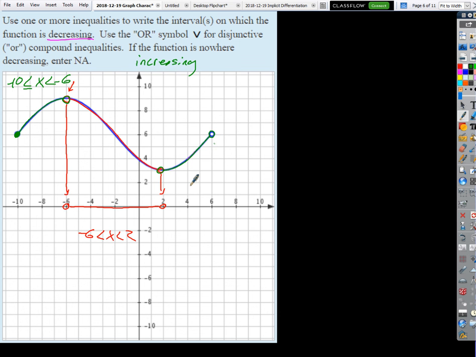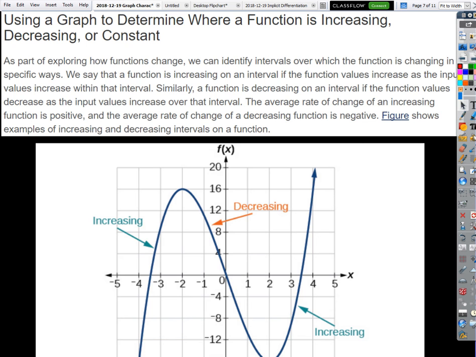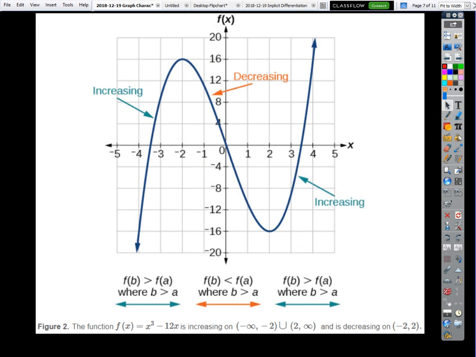So then what's that interval going to look like? X is less than 6 and greater than 2. And we would just connect those with an OR. Get the idea? So we could be a little more mathematically precise with that increasing, decreasing thing, if we think of it this way.